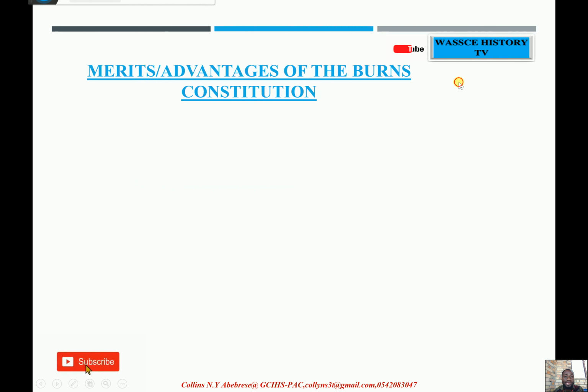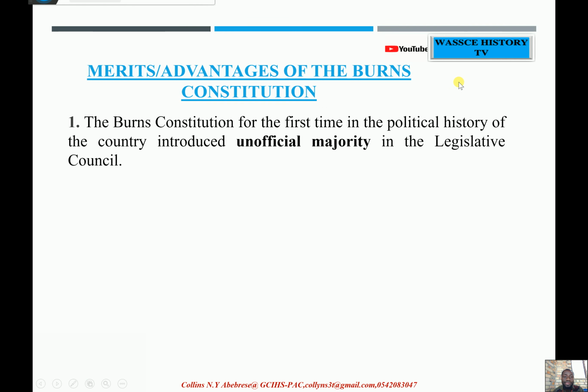Now let's look at the merits. We have already talked about some of them in my analysis, in my discussion. And so we are saying that the Burns Constitution, for the first time in the political history of the country, introduced an unofficial majority in the Legislative Council.